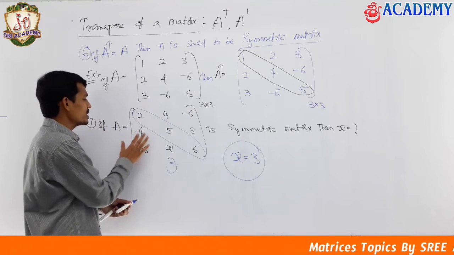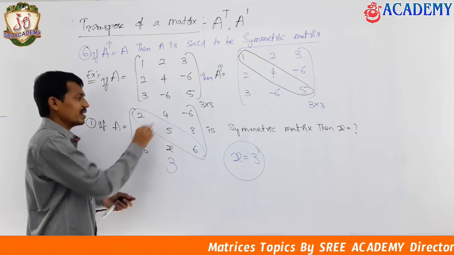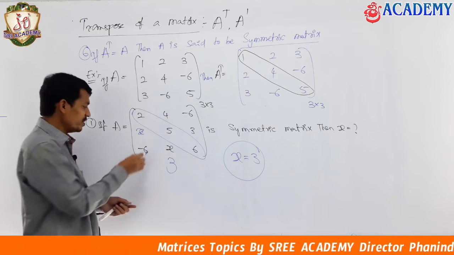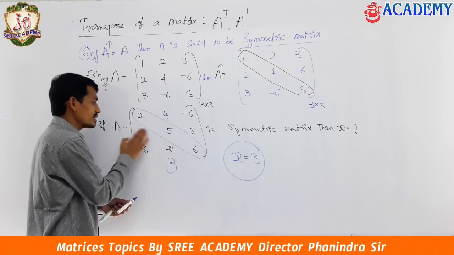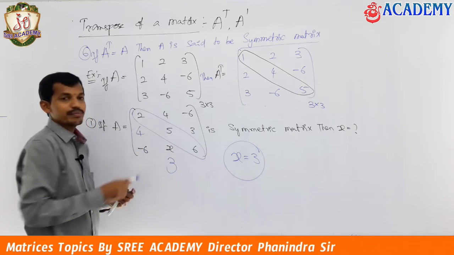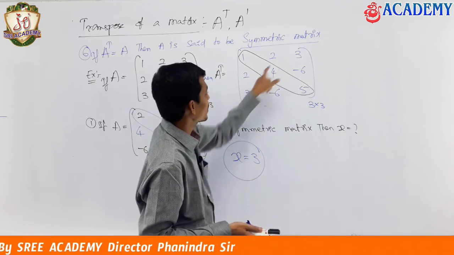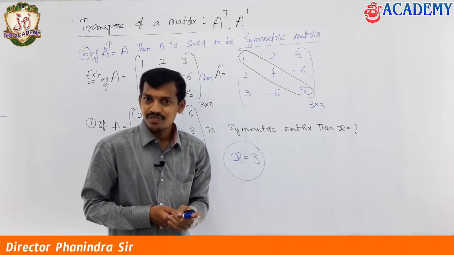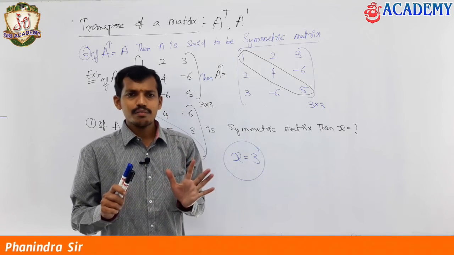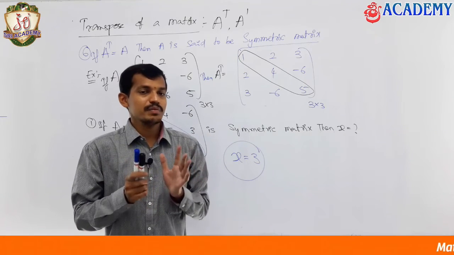Sometimes you will miss it here. If you miss x here, then what is going to be x? 4. If we miss x here, then what is going to be here? -6, -6. Indirectly, by seeing the question we can say that in a symmetric matrix the upper triangular elements and lower triangular elements both are going to be equal. I am giving one statement for this, the statement for a symmetric matrix.